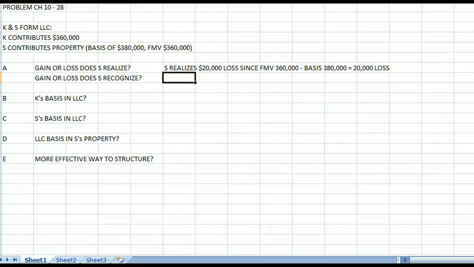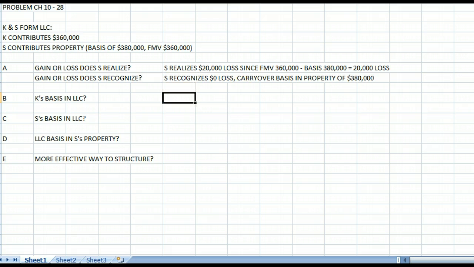How much does S recognize then? S recognizes 0. So 0 loss. And it's because they have a carryover basis in the property of $380,000. Okay? So their basis is going to be $380,000. S does not recognize the loss.